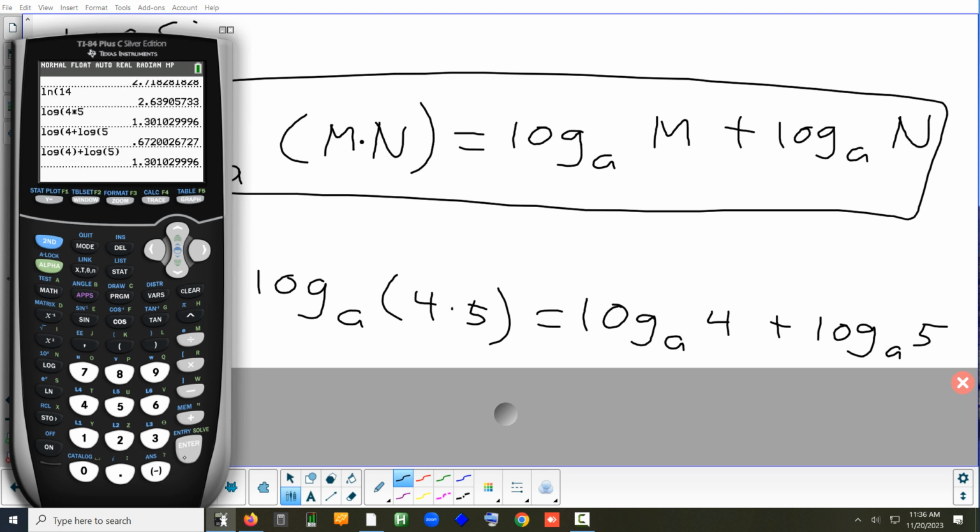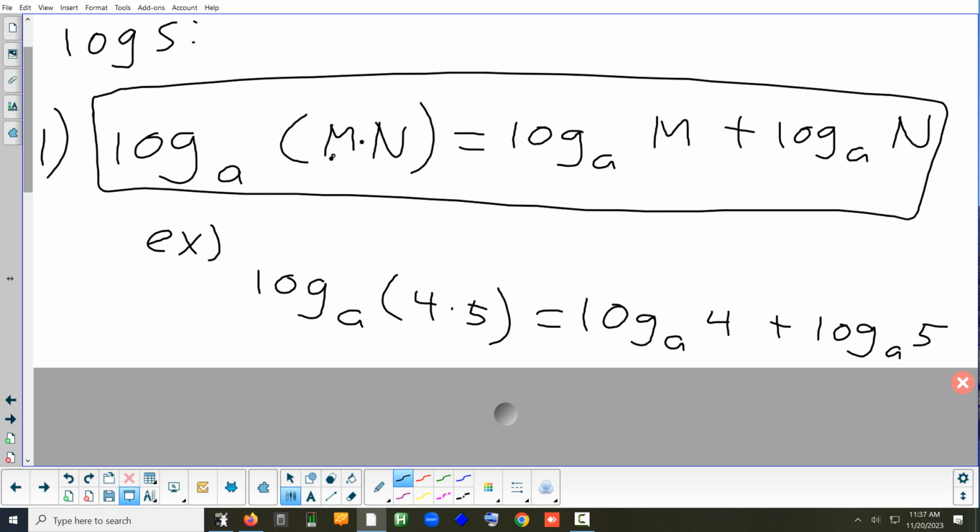Okay, based on that, anyone think they could give me another way that I could get the same answer instead of log 4 plus log 5? Yeah, I could do log 20. How about something with a plus sign between them? Yeah, log 10 plus log 2. Any 2 numbers that multiply to give you 20 would give you the same answer.